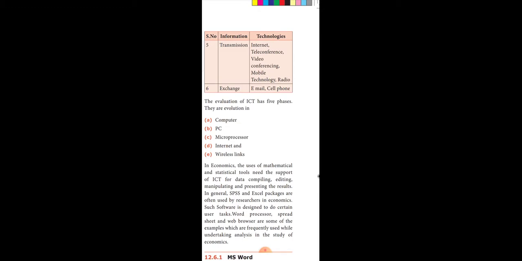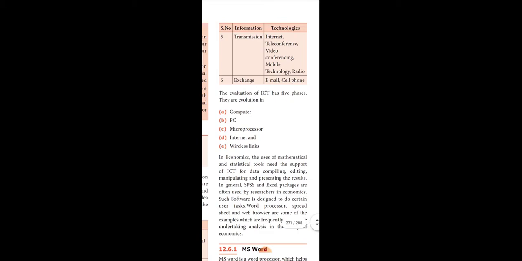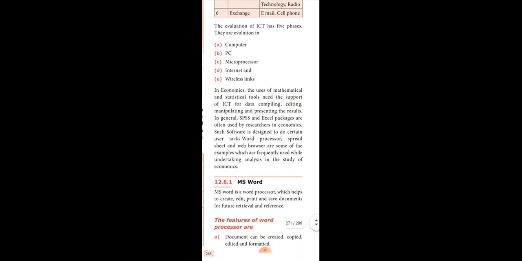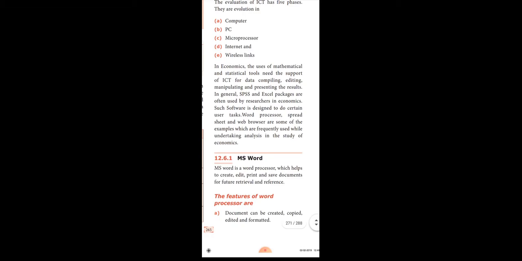Now the evolution of ICT, when you look into that, it can be understood under 5 phases. That is, evolutions in computers, next the personal computers, next microprocessors, then internet and wireless links. And in economics we use mathematical and statistical tools. Everything needs the support of this information and communication technology.